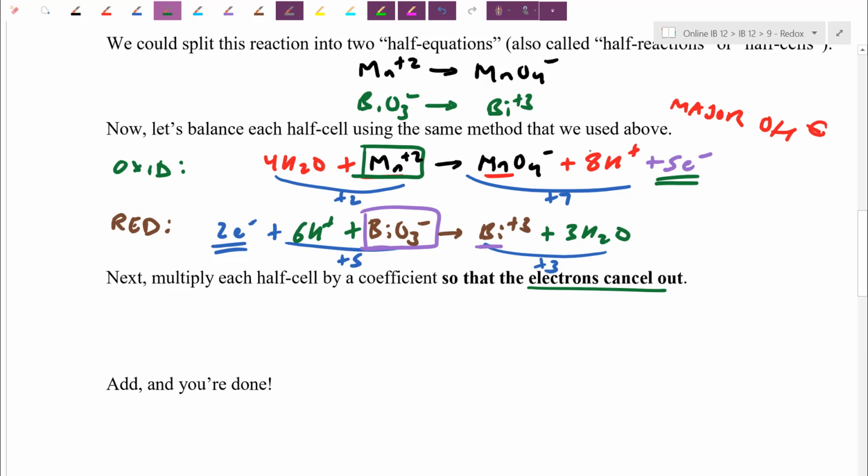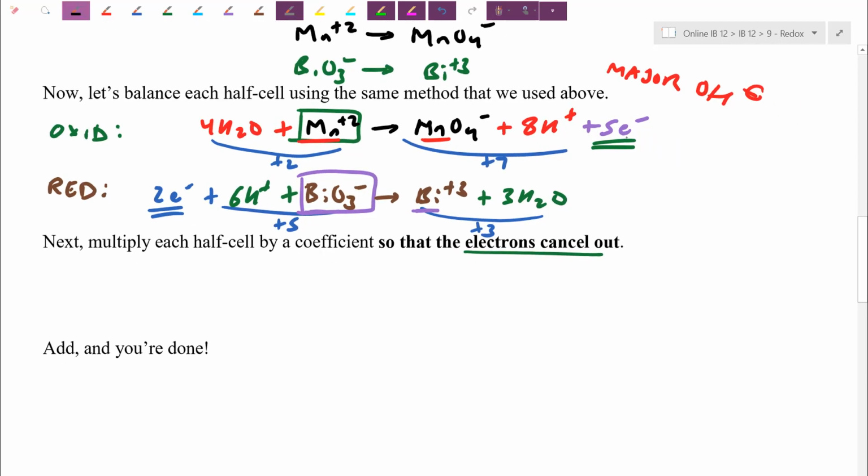Every time you run the first reaction, the manganese +2 loses 5. If I just run this BiO3 reaction just once, it only gains 2. Then I would have 3 free electrons. That's unstable. Well, just because each of these half equations themselves are balanced doesn't mean I need to run them in the same ratio. What I can do here is actually find the lowest common multiple between 2 and 5. Well, both 2 and 5 actually go into 10.